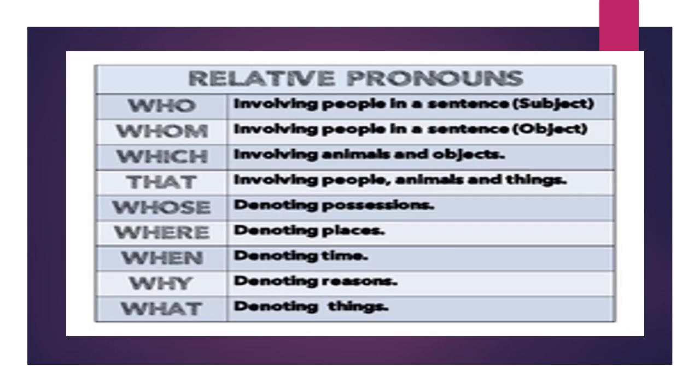So, some of the relative pronouns here: I have who, which involves people; whom, also involving people in a sentence, but you find it in the object, not the subject; which, involving animals and objects; that, involving people, animals and things; whose, denoting possession, meaning something belongs to someone; where, denoting places; when, denoting time; why, denoting reasons; and what, denoting things.